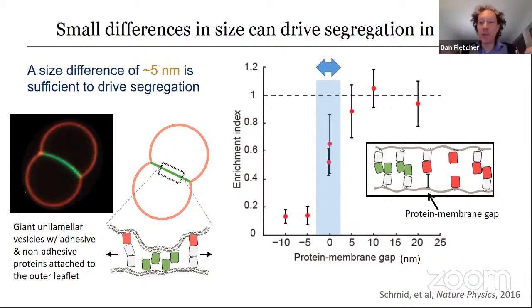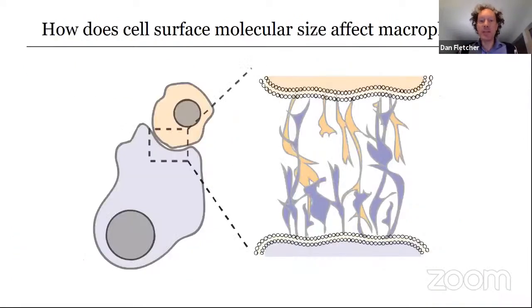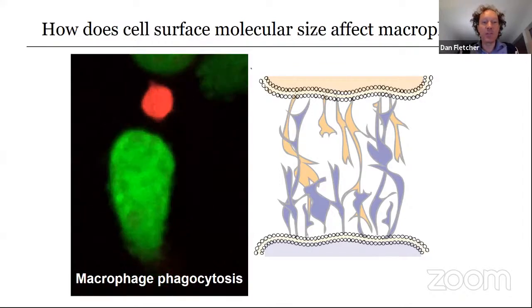So assuming mobility of the proteins, and assuming that the membrane itself is the only penalty for being in the gap, 5 nanometers was enough to kick it out. This got us interested in where other cells might use size to define what they do. And we were interested in phagocytosis, and so looked into that situation.